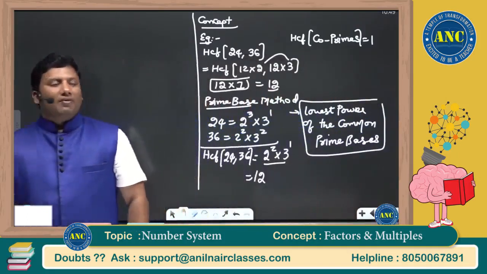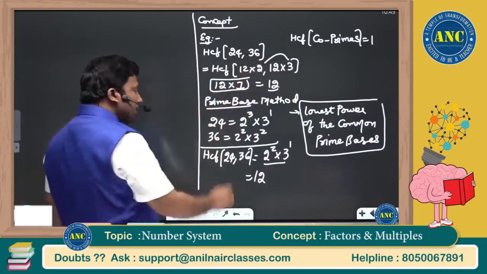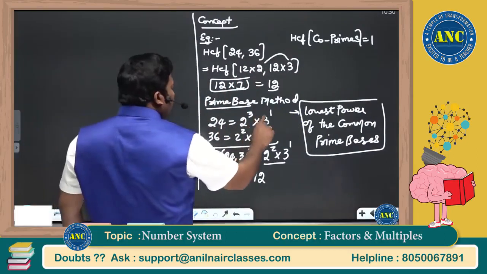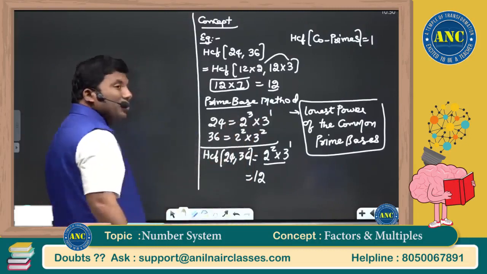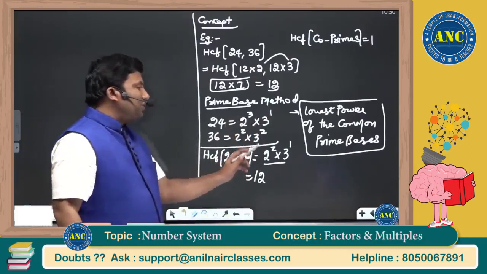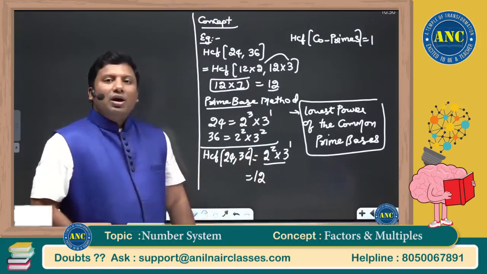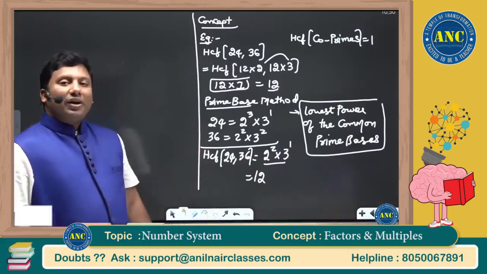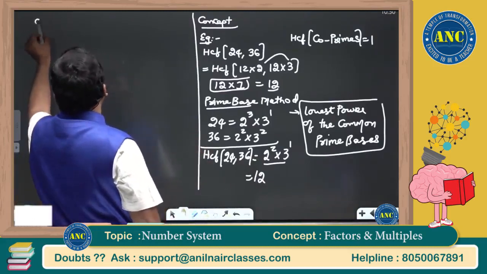Lowest power of the common prime bases. In case you are not able to do it like this, write every number as a power of a prime base. 2 cube into 3 power 1, 2 square into 3 square. 2 square, 2 cube: what is the lowest? 2 square. 3 power 1, 3 square: what is the lowest? 3 power 1. 2 square is 4, 3 power 1 gives 12. HCF of 24 and 36, the answer is 12.